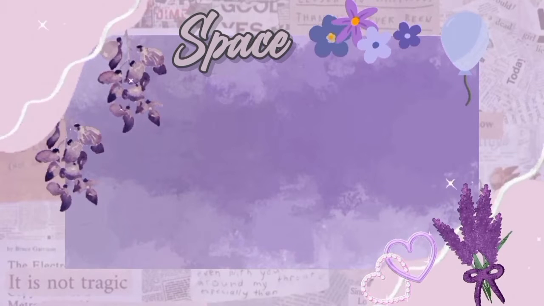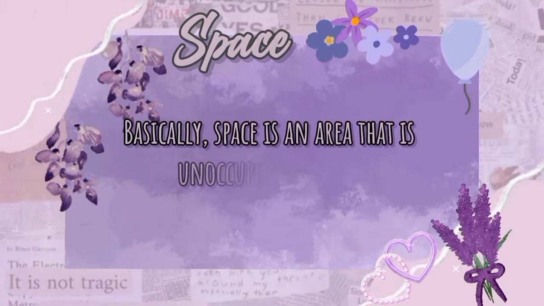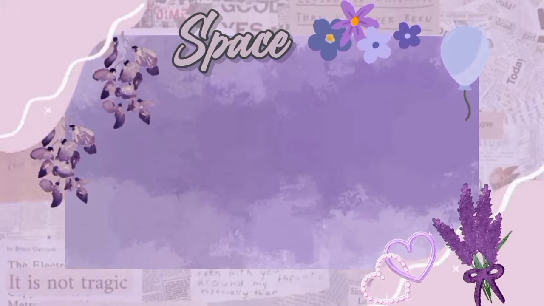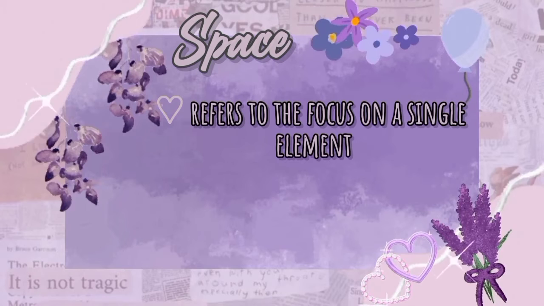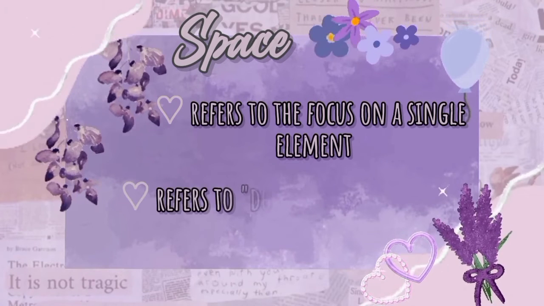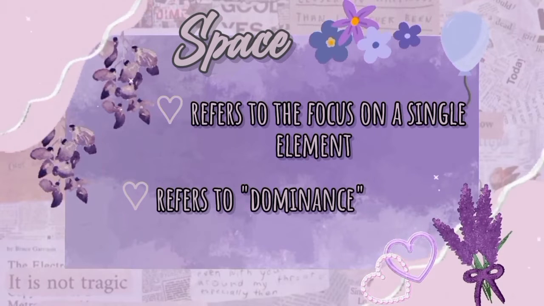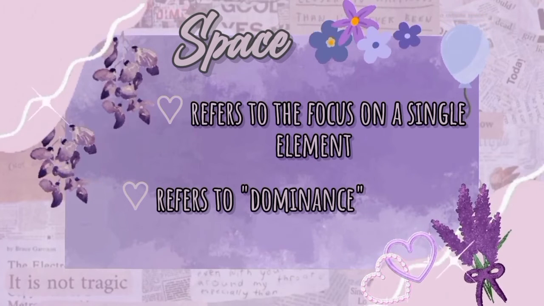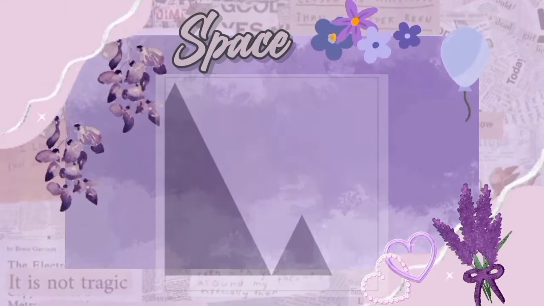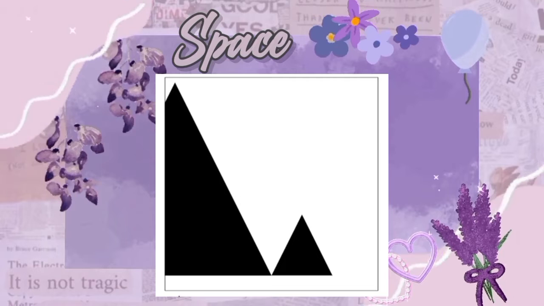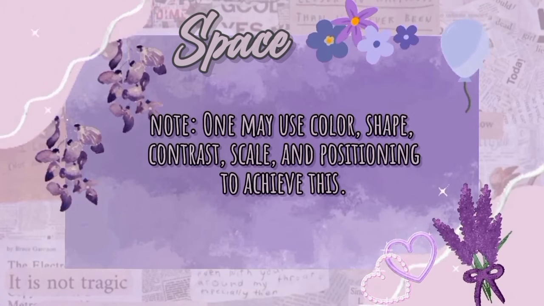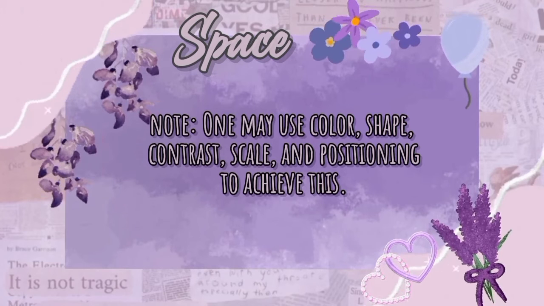For the first one, we have space. Space is basically an area that is unoccupied or an empty area. However, in this field, space refers to the focus on a single element, also called dominance. Dominance is an element that attracts the eye first. Now, in this element, the concept of emphasizing an object is present. We can use color, shape, contrast, scale, and positioning to achieve dominance or space.